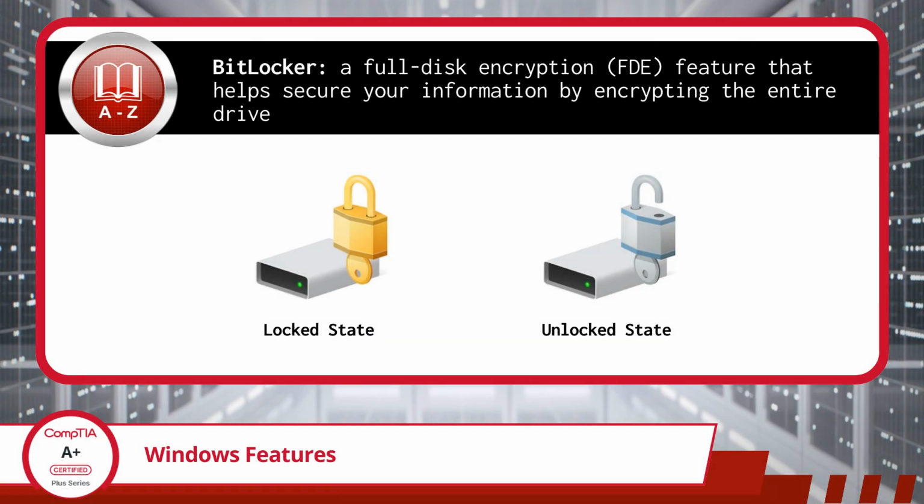Next, we have BitLocker, a Windows security feature designed to protect your data. BitLocker is a full disk encryption feature that helps secure your information by encrypting the entire drive. BitLocker primarily protects data when it is in a locked state, also known as data at rest. This means that if a device is powered off, lost, or stolen, the data remains unreadable without the proper decryption key. Once the system is authenticated and running, the drive enters an unlocked state, allowing authorized users to access their files normally without noticing the encryption in the background.